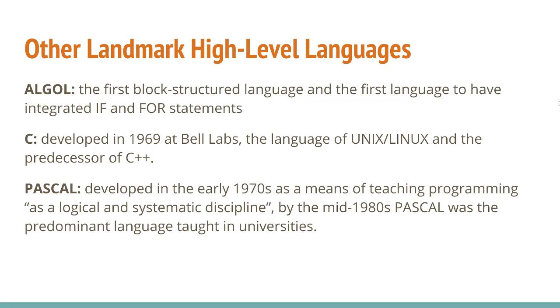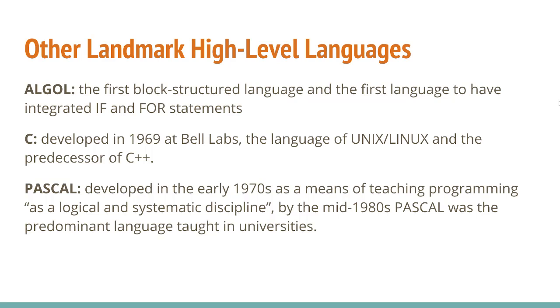Now, C was developed in 1969 at Bell Labs. It's the language of Unix and Linux and the predecessor of C++. It's still heavily used today. It's very fast, very efficient, and is used for a variety of different things, from operating systems to embedded systems, you name it.